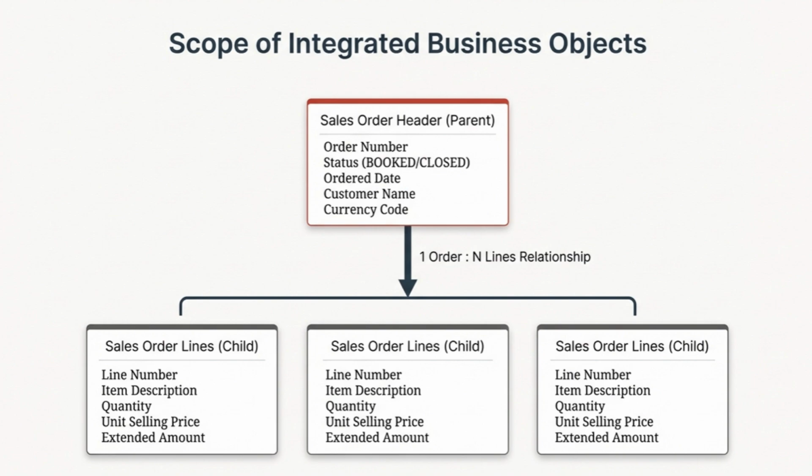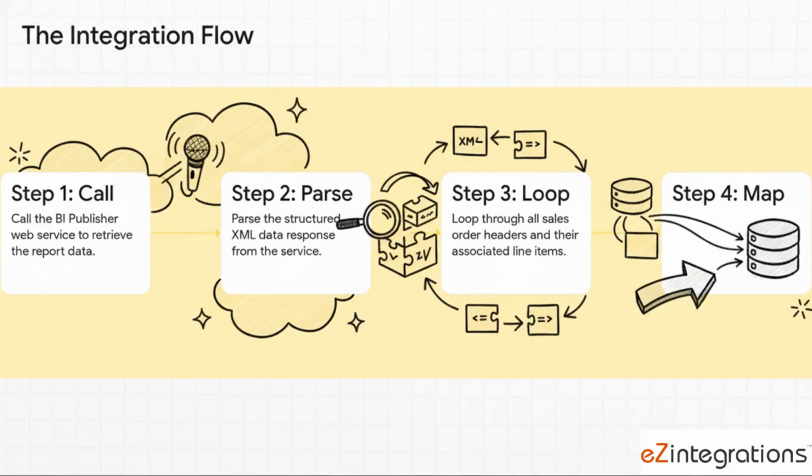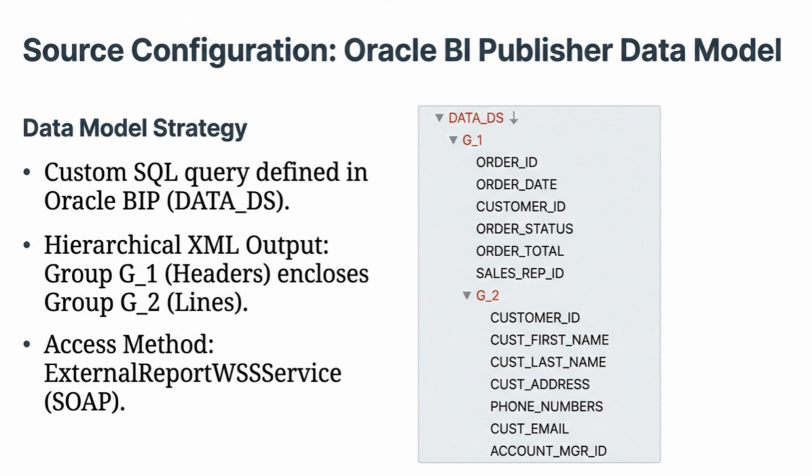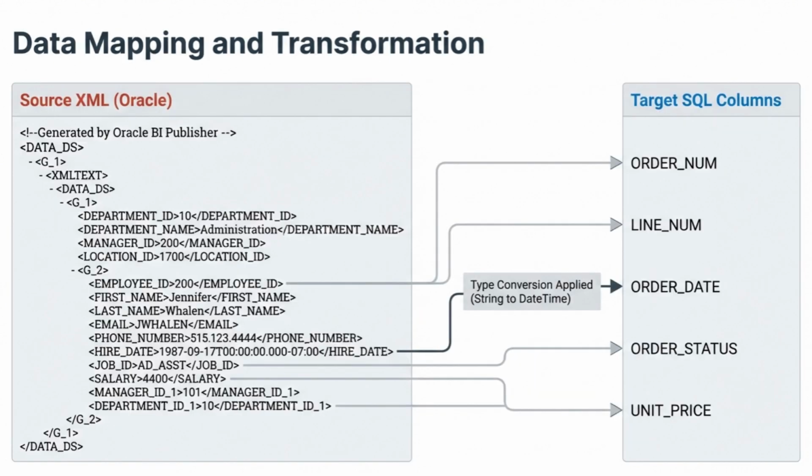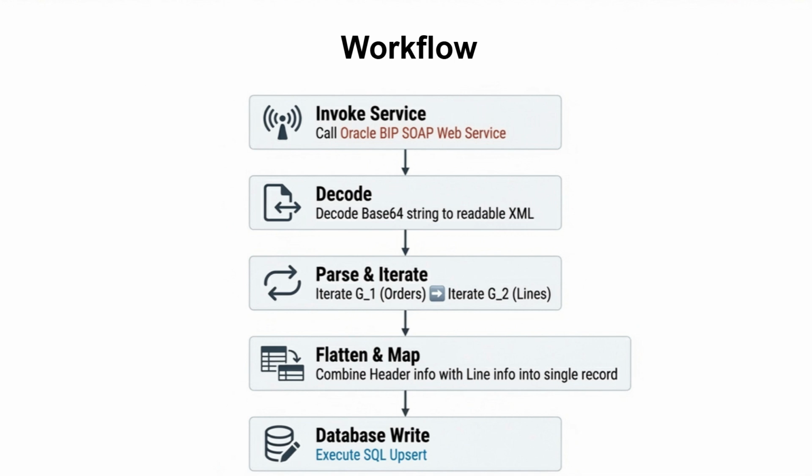So now the question is, how does the integration work? At runtime, eZintegrations calls the BI Publisher SOAP service. The response is an XML document containing order headers and lines. The integration parses the XML, flattens the data, and prepares one record per sales order line. This data is then written to SQL.